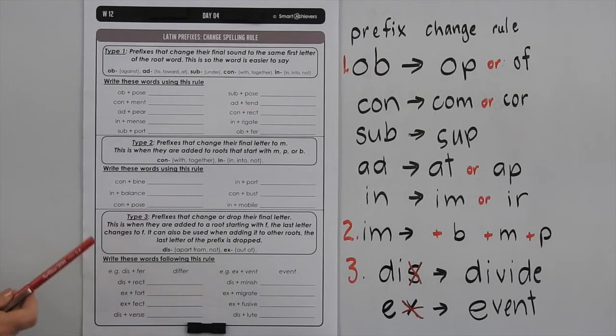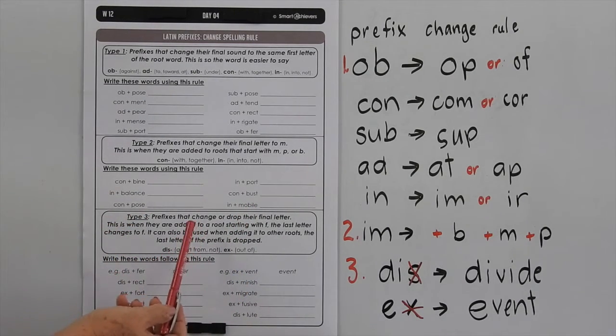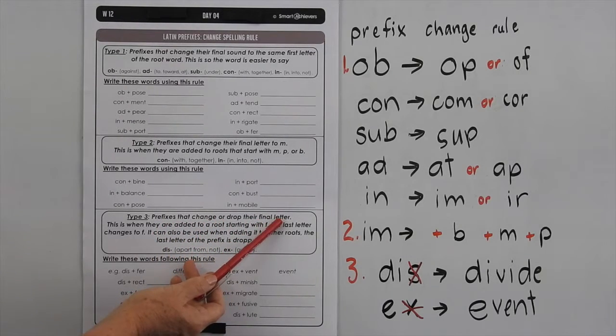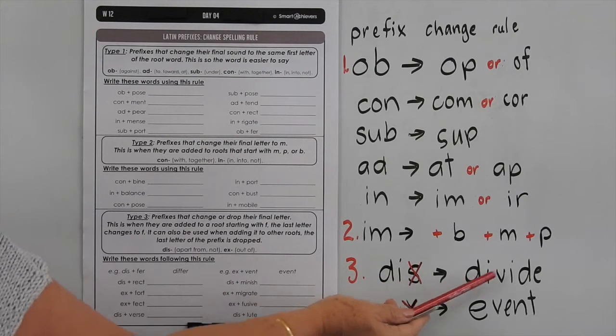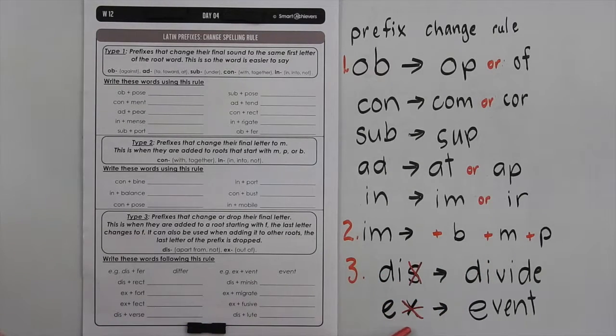Now the third type of prefix change rule is that we're allowed to change or drop the final letter of the prefix. So dis, we cut off the S to get divide, or X, we cut off the X to get event. So let's go through the explanation here. This is when they are added to a root starting with F. The last letter changes to F, so you'll see that happening in these examples.